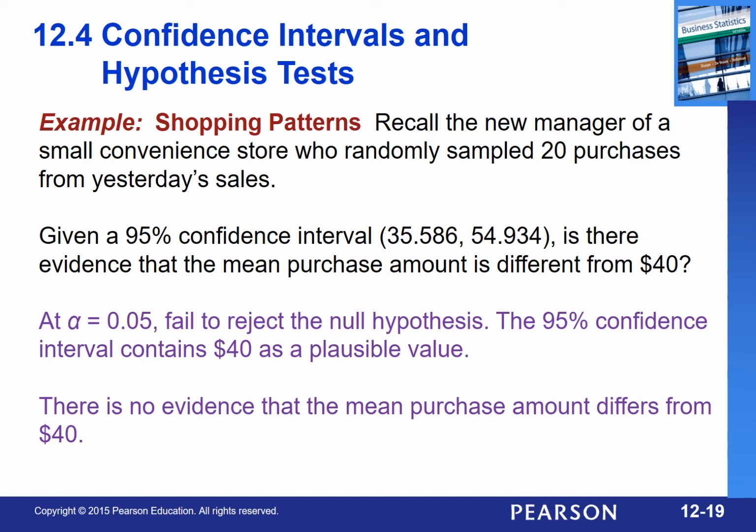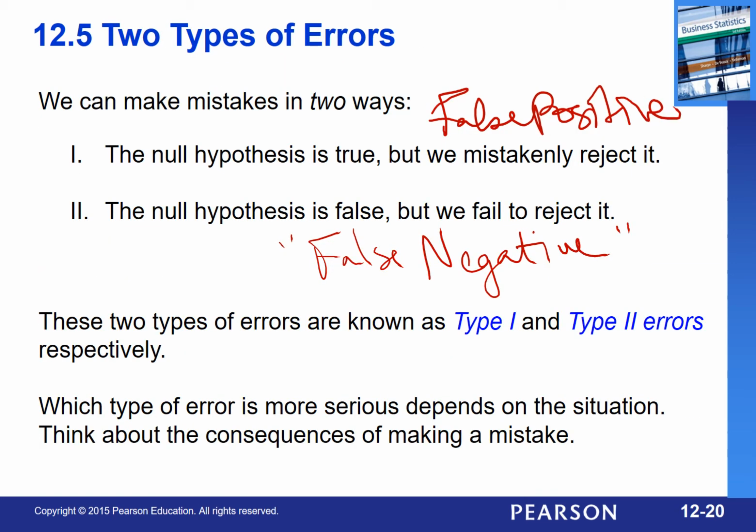Okay. So this is all well and good, but it might be that what you did is wrong. Let's get to the new part of chapter 12, errors. There are two ways that you could make mistakes when you're doing your hypothesis test. You could start out with the idea that my null hypothesis is true, but you accidentally reject it. So this is rejecting a true null. Or you could have a null hypothesis that's false, but you fail to reject it. So you failed to reject a falsehood.